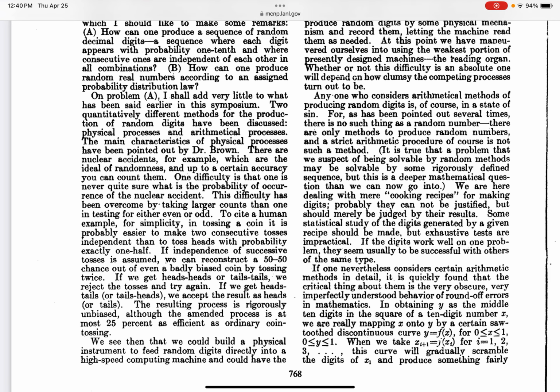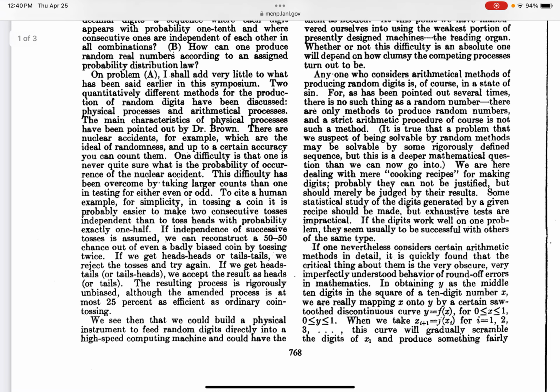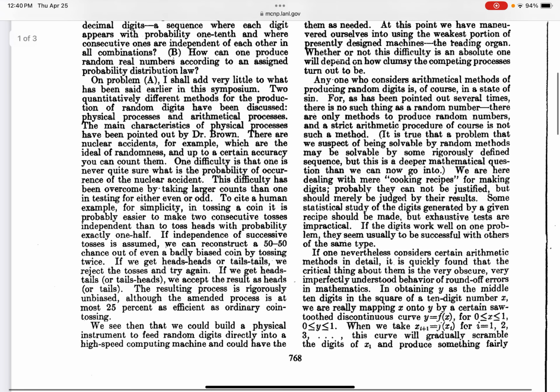Now, it says that the main characteristics, and so on. One difficulty, and this is where our question comes up, is that one is never quite sure what the probability of occurrence is, of the nuclear accident. This difficulty has been overcome by taking larger counts than one in testing for either even or odd.